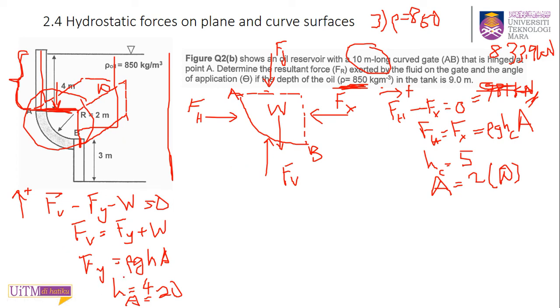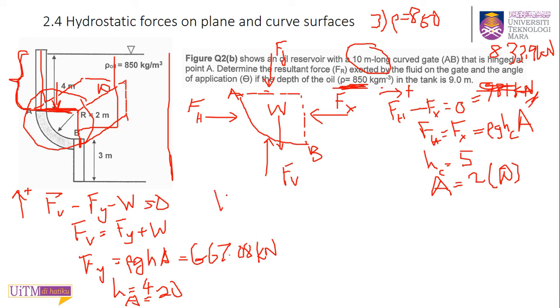Continue again for FY. What's the value for FY? Calculate again. Rho 850 times G times H 4 times A 20. 667.08 kilonewton? Okay, kilonewton. Should be correct if you use this. Okay, so that's your FY.